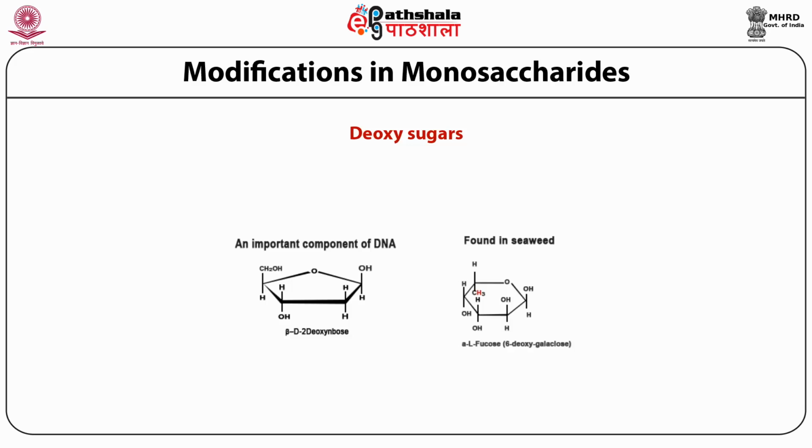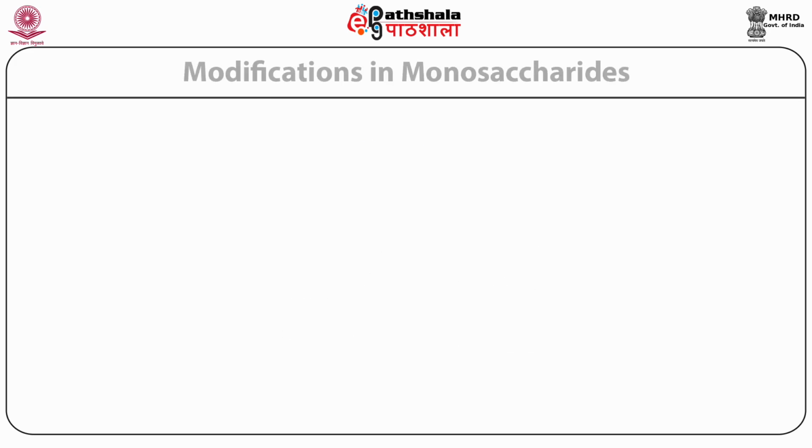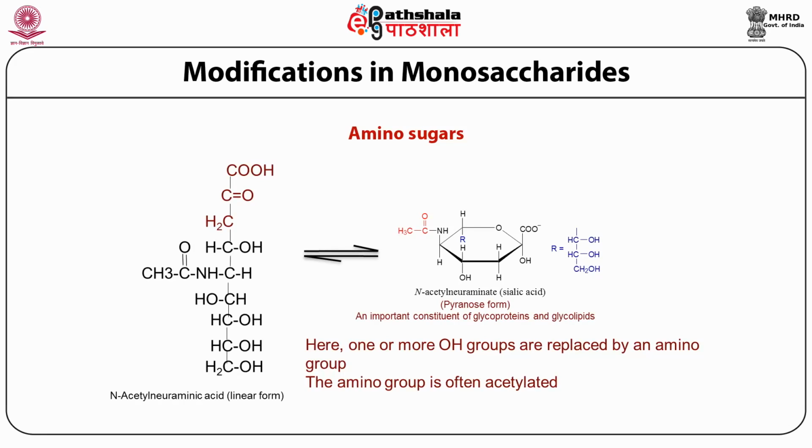L-fucose is another example of a deoxy sugar where the hydroxyl group at position 5 has been removed. L-fucose is found in seaweed and is one of the few L sugars which is a component of polysaccharides. So another modification in monosaccharides leads to the generation of amino sugars. One example of an amino sugar is N-acetylneuraminic acid, which is also called sialic acid.